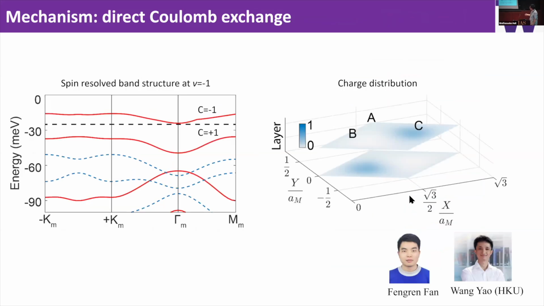My theory collaborator, Wang Yao at the Hong Kong University, helped us understand where this magnetism is coming from. What I show you here is the calculated charge distribution in these moiré bilayers. It plots these carrier densities. Basically, they distribute between these two sublattices B and C, but have a certain overlap in the transition regimes. Because the wave function overlap of these carriers gives rise to direct Coulomb exchange interactions and this ferromagnetism in the system.